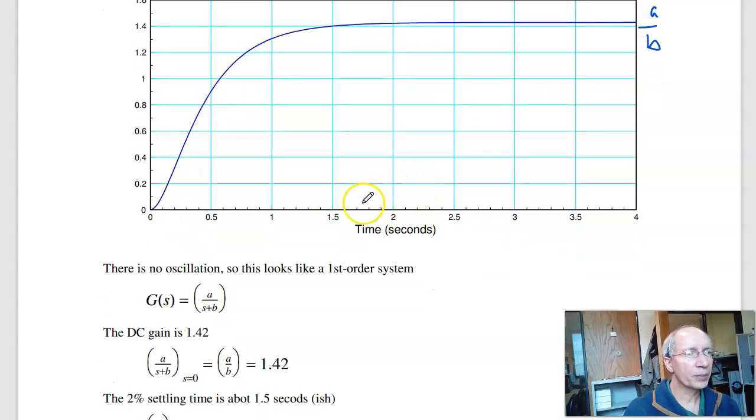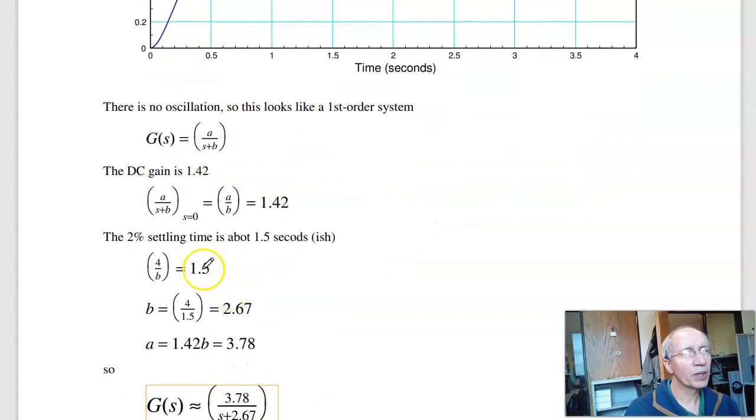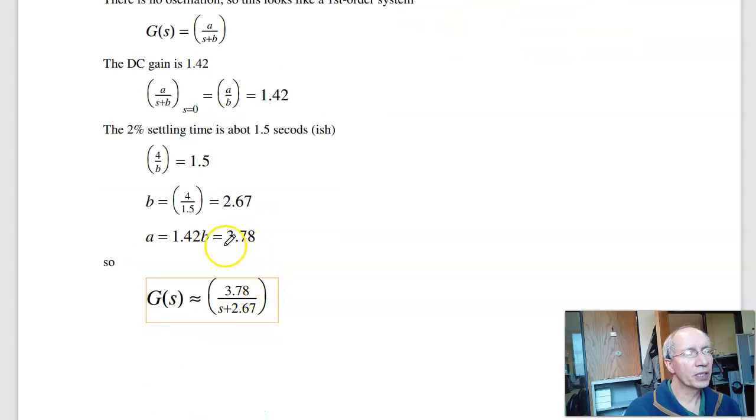The settling time is kind of hard to tell. It's right around here. I said 1.5-ish. It's hard to read this to 5 decimal places, but somewhere around there. That tells you the real part of the pole. Real part's 2.67. So here's your pole at minus 2.67. And A, the numerator, is picked so that the DC gain is 1.42.